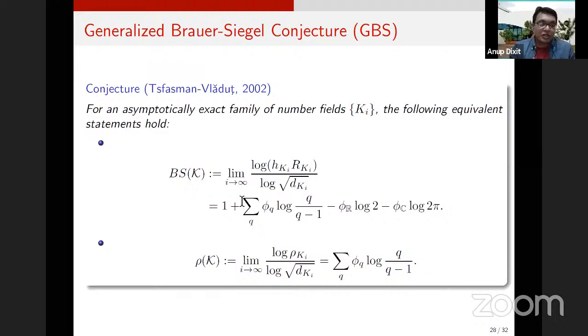Now, just as a sanity check, in the case of the asymptotically bad family, the classical setting, all these things will disappear. All these things are 0. So this would be exactly equal to 1, as we had seen earlier. But otherwise, it can be described in terms of these invariants. And if you use the class number formula, this exactly looks like the following: log of the residue over log root discriminant would look like this.